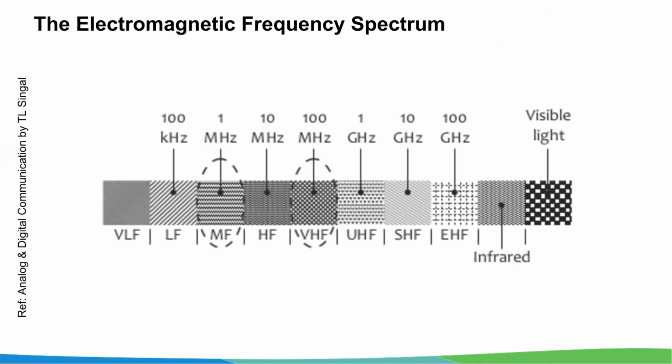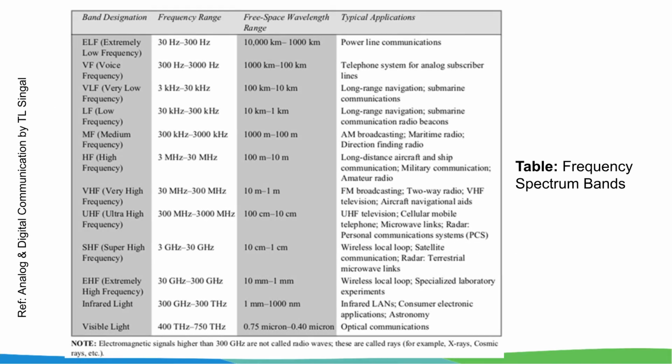Now let's look at the electromagnetic frequency spectrum. This chart illustrates the various frequency bands, from VLF to visible light and infrared. This table details the frequency spectrum bands, including their frequency range, free space wavelength range, and typical applications, such as power line communication, broadcasting, and satellite services.